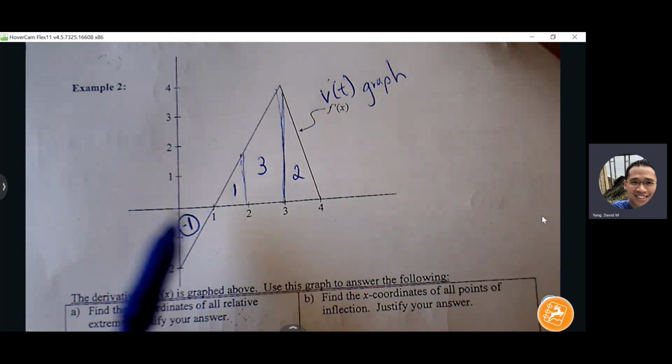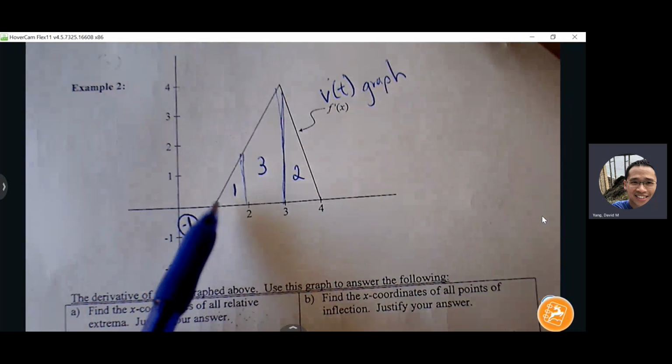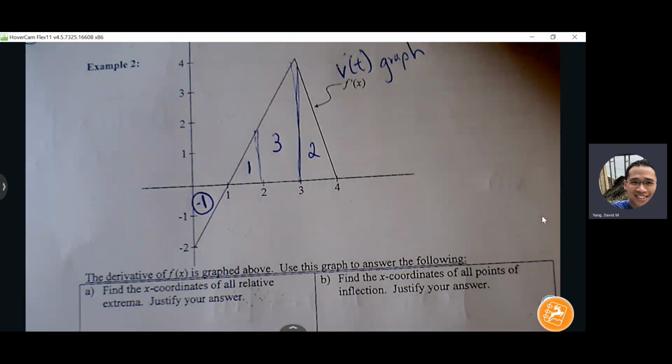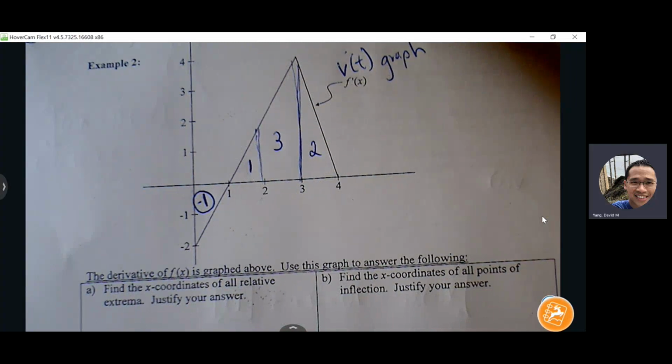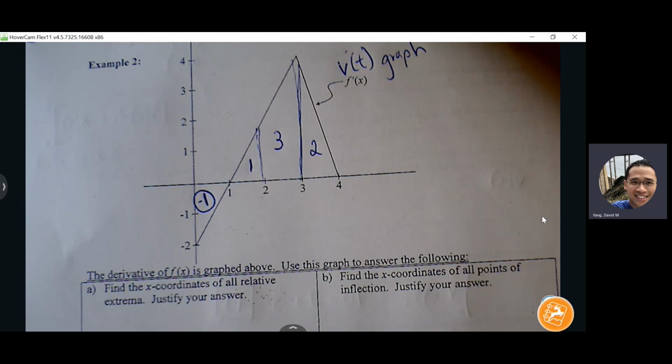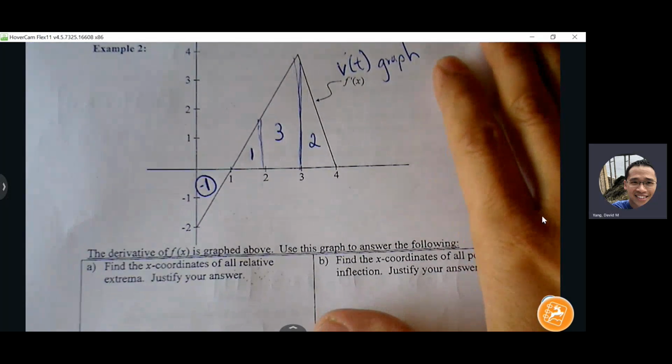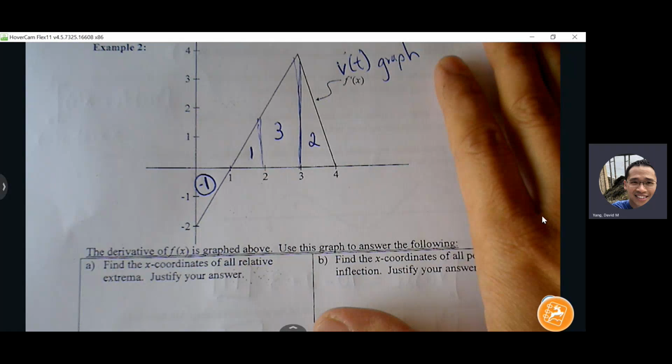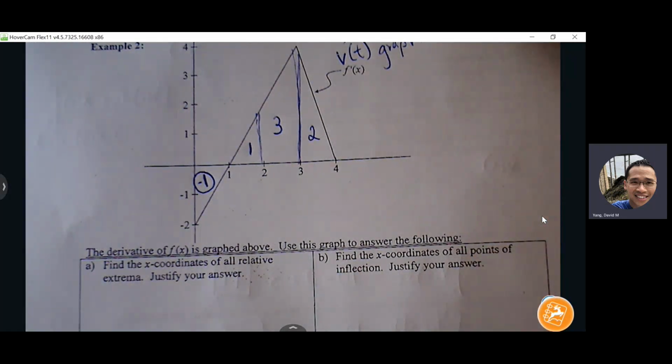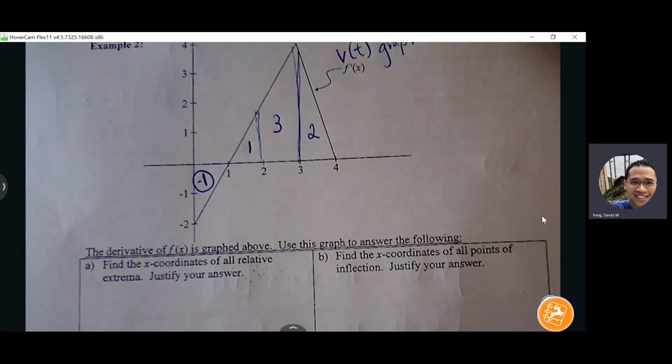So he's basically moving to the left 1 unit, he's stopping, and then the rest of the way he's moving to the right. All right. Does that make sense? Okay, so I want you to have that visual picture in your head as to what's happening with this object.